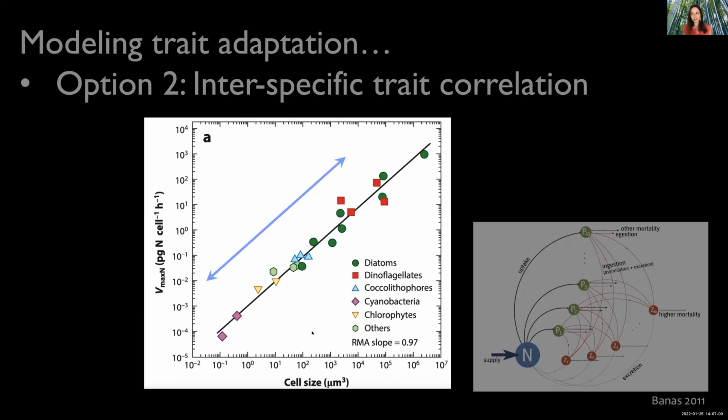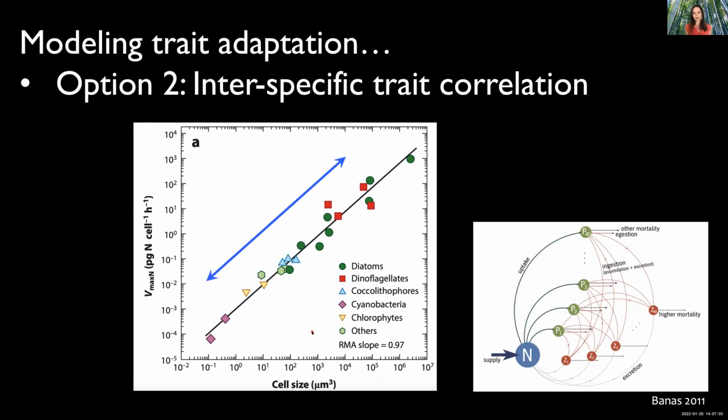So a second option for modeling trait adaptation is to use these trait correlations and allow model organisms to move up and down along these trait-trait relationships. So for example, if we have our diatoms up here in the green circles, if they were to evolve to become smaller in the model, if we use this trait-trait relationship, they would start to look more and more like cyanobacteria. And sometimes we would expect these trait-trait relationships to be robust. We have metabolic scaling theory and other theoretical reasons why we would expect robust correlations between traits. But there are other times when these intra-specific relationships that we observe may not be good predictors about what individuals are going to do in response to an environmental stress.